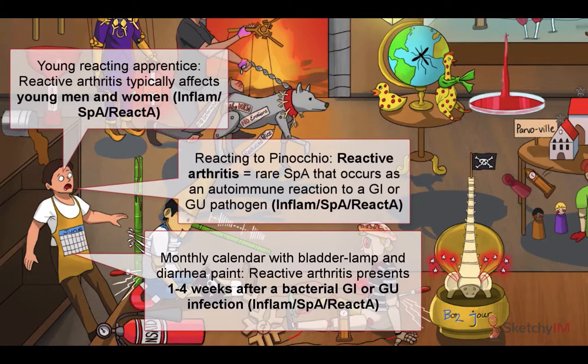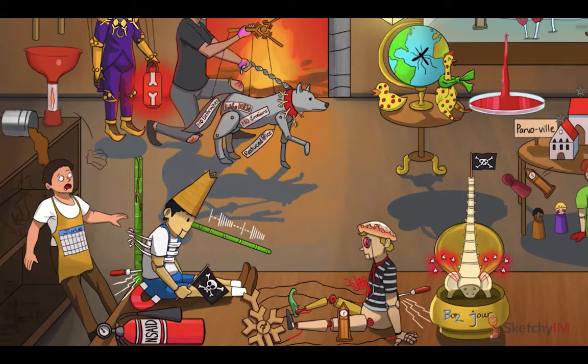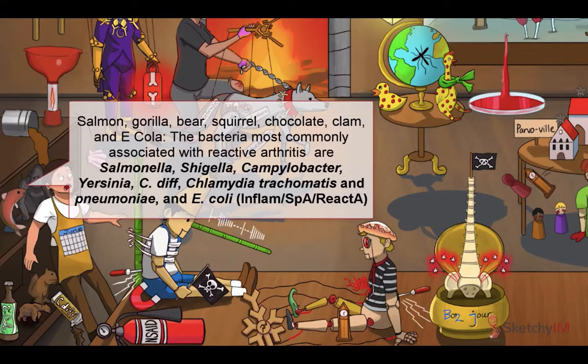It is due to an autoimmune reaction to the pathogen rather than invasion of the joint by the bug itself. Reactive arthritis is relatively rare and typically affects young adults, both men and women. A number of bacteria have been associated with reactive arthritis, but the most common ones are Salmonella, Shigella, Campylobacter, Yersinia, C. diff, Chlamydia trachomatis and pneumoniae, and E. coli, each depicted by their sketchy micro symbol, only this time as a miniature wooden figurine.